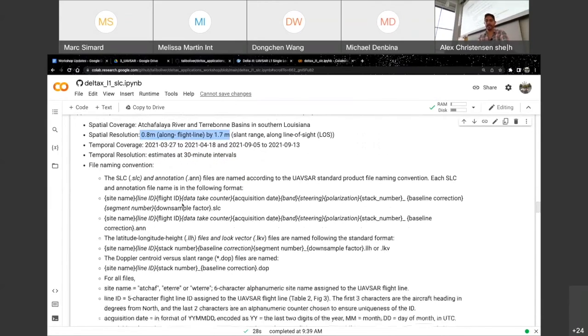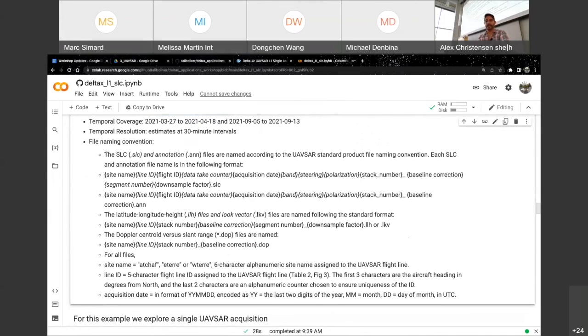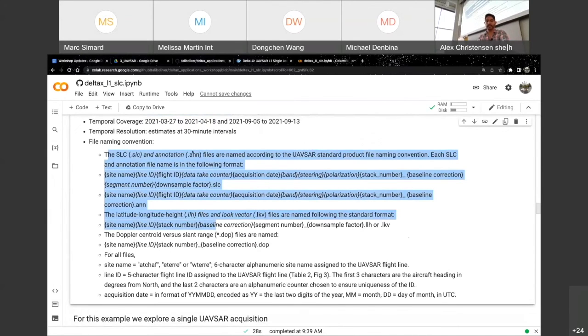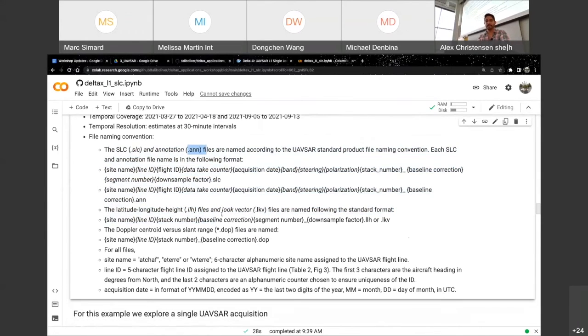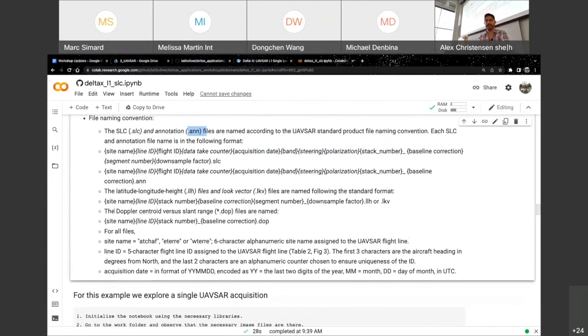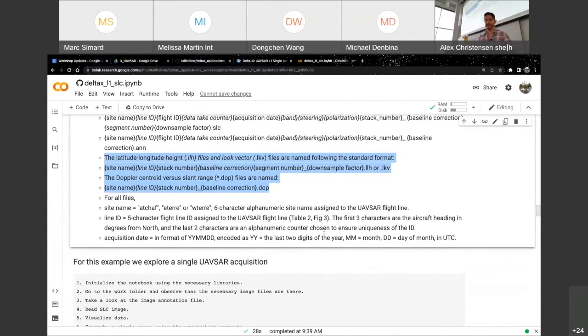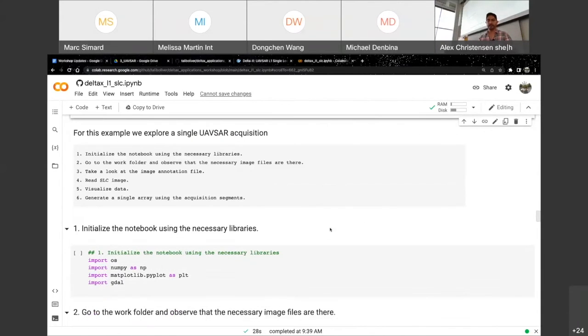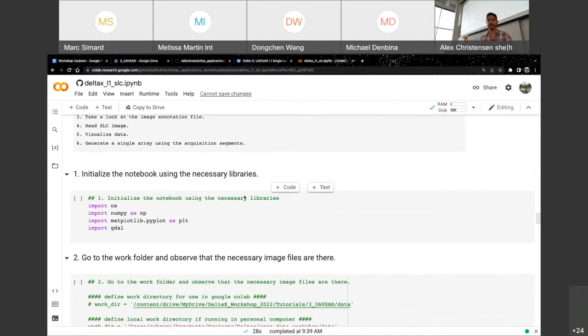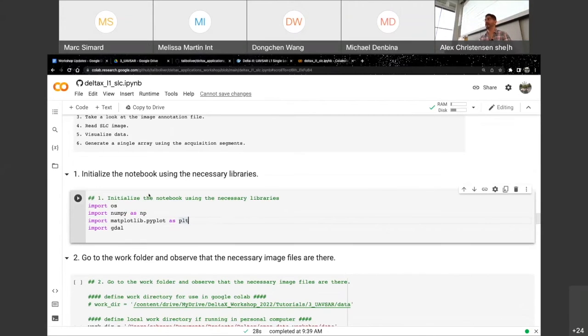And just what is the basic information in the stack? As I mentioned, the SLC file is the main image, the annotation file, as well as reference geometry files and Doppler files, which are just important for when you are handling the image. So this is just going to be on how to read it, visualize, and do a couple of plots. Nothing too complicated. It's just for everybody to see how the actual acquisition looks like, and that's it.